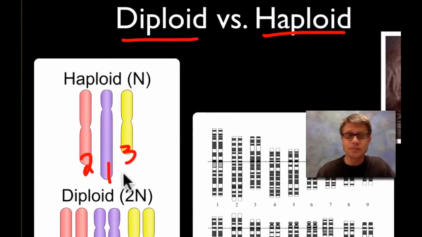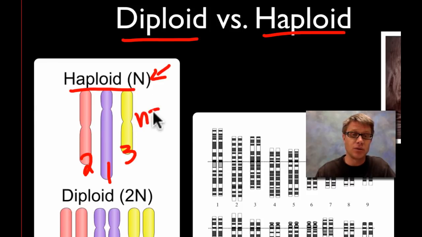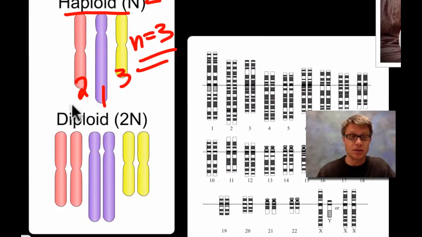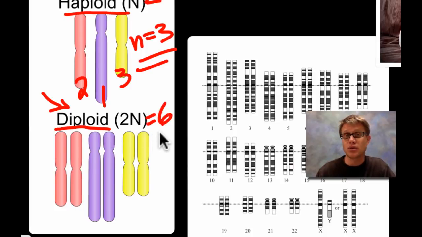But this cell would just have one copy of each of those. And we refer to that as a haploid cell. Or it's n, or it has n copies of chromosomes. In this case, n would equal 3. A diploid cell is going to have two copies of it. In other words, it's going to have 2 of chromosome 1, 2 of chromosome 2, and 2 of chromosome 3. And so we call that diploid. I remember di just means 2, so it has 2 chromosomes. In this case, 2n equals 6, since we have 6 total chromosomes.